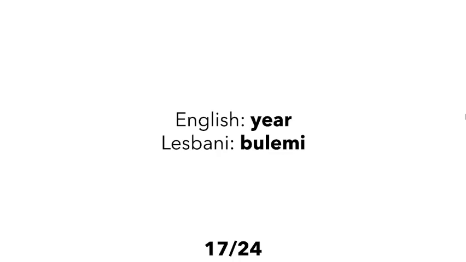So, year is bulemi. And this works the same way. You say the year number, then bulemi. So, for example, 2025, we would say nyas tusan ruk nyas rikre ruk huske bulemi. Yes, let's go. I remembered all that. I'm proud of myself.